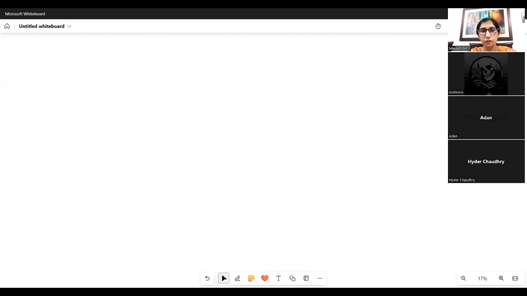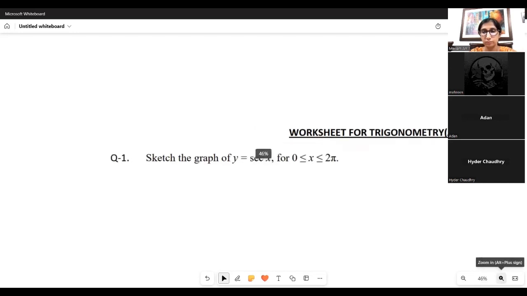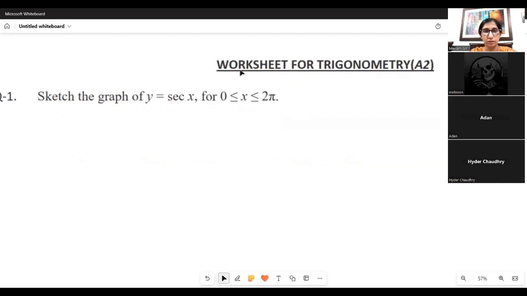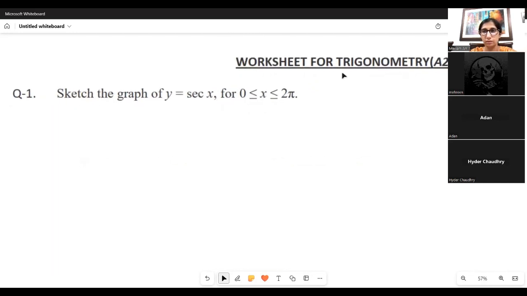Start with the worksheet of trigonometry. Question number 1 is this. First question is sketch the graph of secant x.